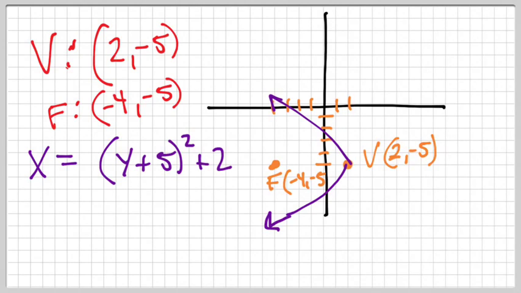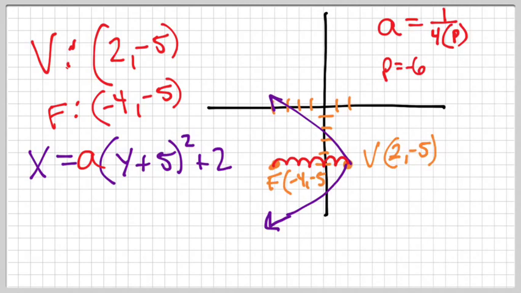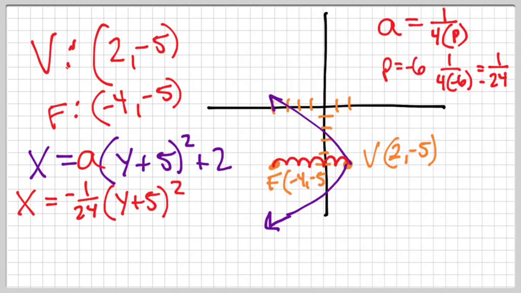All right, we have to find out what A is. Okay, and as we know, A equals 1 over 4p. And to find p, we find the distance from the vertex to the focus. So it's 3, 4, 5, 6. But we went backwards, so p equals -6. We went in the negative direction from the vertex to the focus, so that's why it's a negative number. And so it would be 1 over 4 times negative 6, which is 1 over negative 24. So A is going to be negative 1/24, y plus 5 squared plus 2.